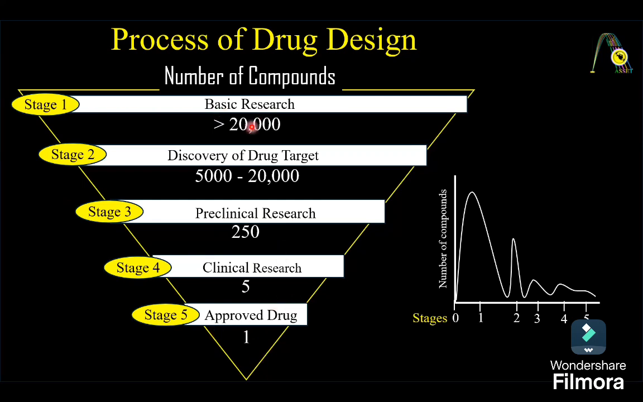So in our basic research stage, we might have identified 20,000 compounds. By the end, when the FDA approves our drug, there might just be one that ends up getting approved. That's the whole process, how it goes. Our utilization of in silico analysis and in silico techniques comes in the stage 1 and stage 2 process, our basic research and the discovery of the drug target.